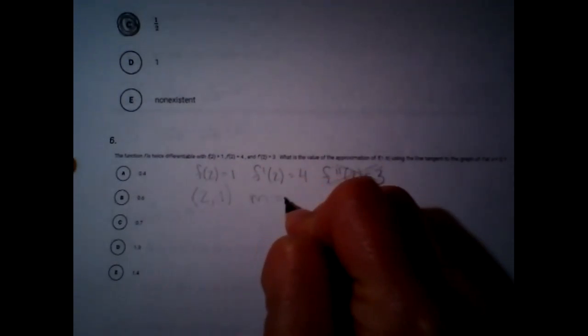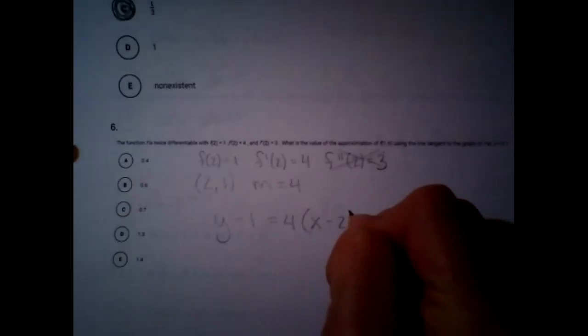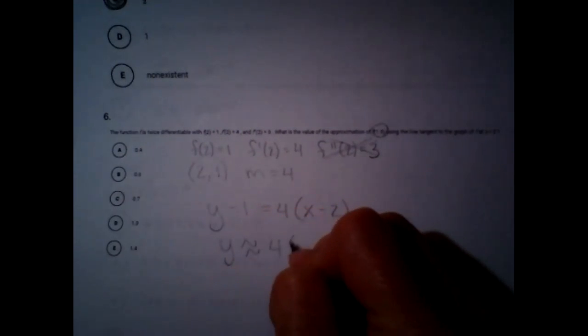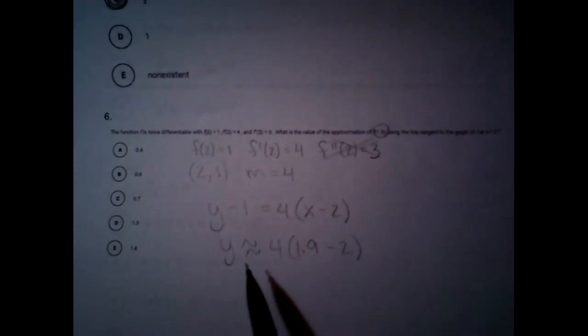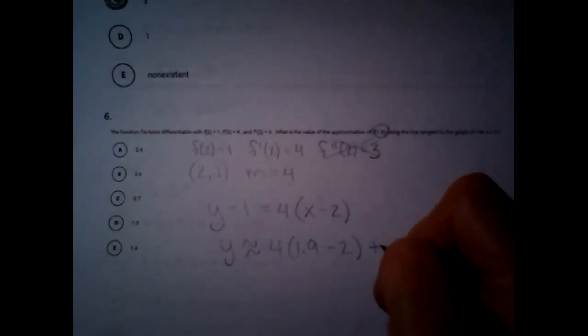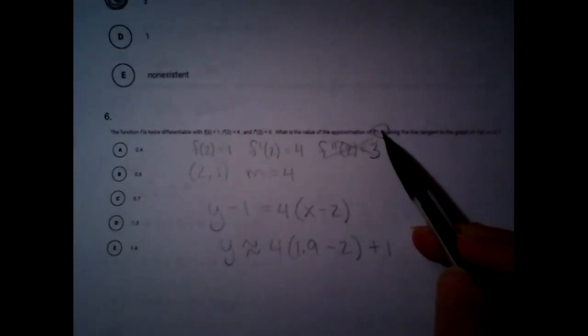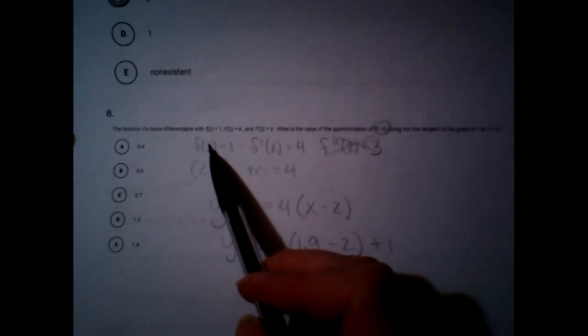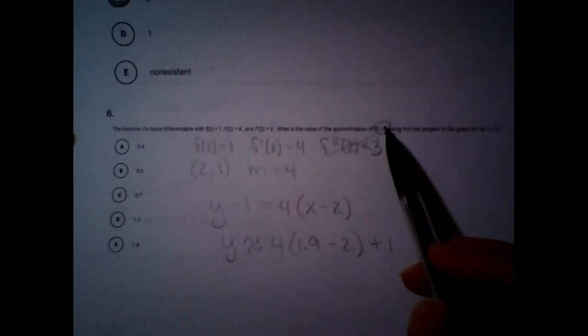So this is our point, (2, 1), and this is our slope. Slope comes from the derivative, so that's 4. And so writing our equation, we'll have y minus 1 equals 4 times (x minus 2). And they wanted the approximation at 1.9. So I'm going to plug in 1.9, and then to get y by itself, I'm going to add over the 1. The reason we can approximate 1.9 is that it's really, really close to 2, and 2 was our point of tangency. That's where we wrote the equation. So as long as it's really close, then you're good.